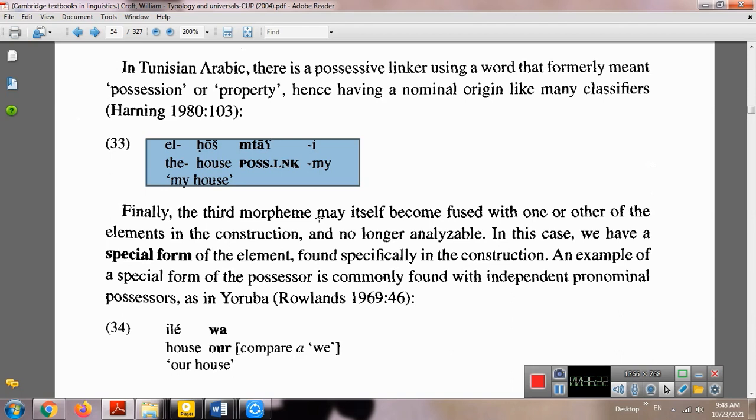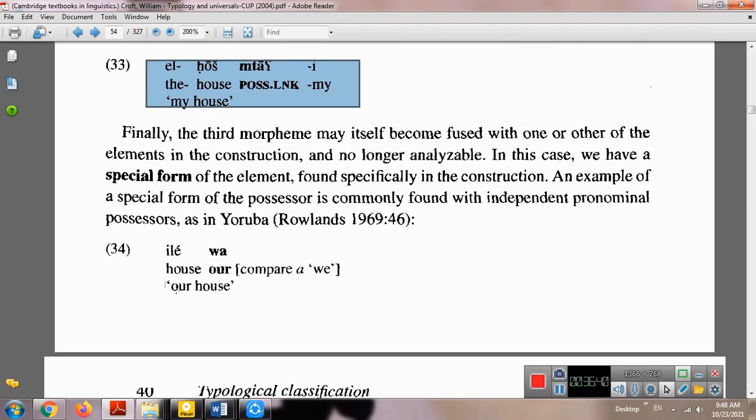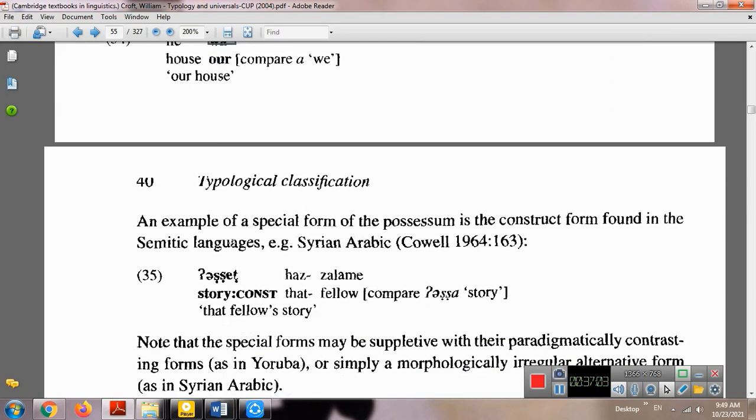An example of a special form of the possessor is commonly found with independent pronominal possessors. For example, in Yoruba, which is our. Here this one means our, which is the special form, which we show through the independent pronominal possessor. Ile wa: ile means house, wa means our, so our house. This is the special form.